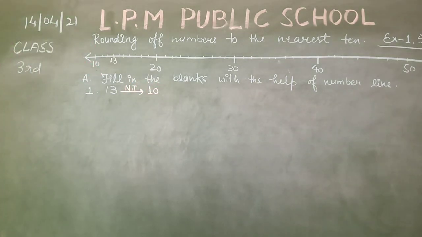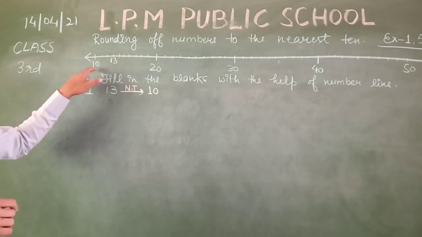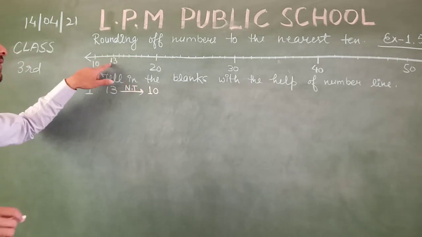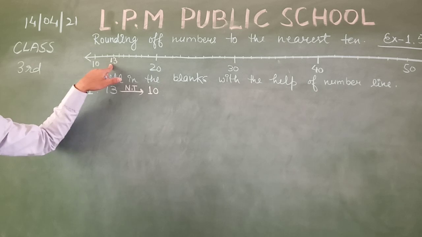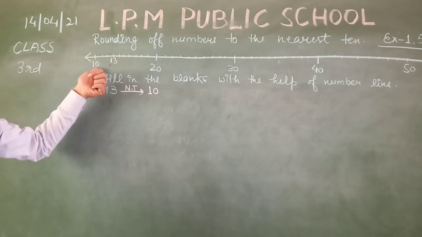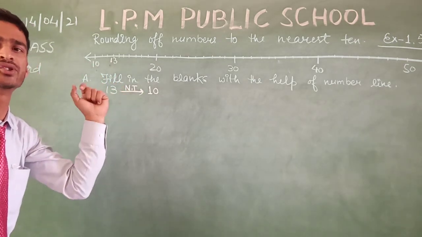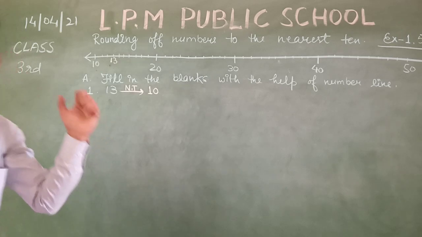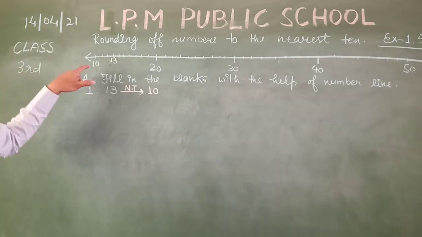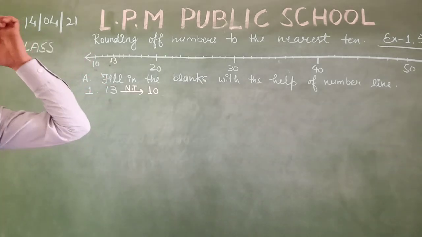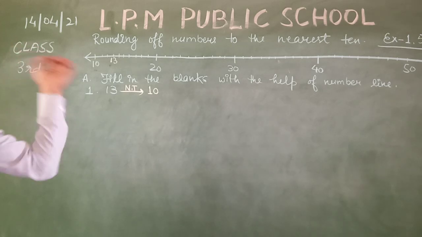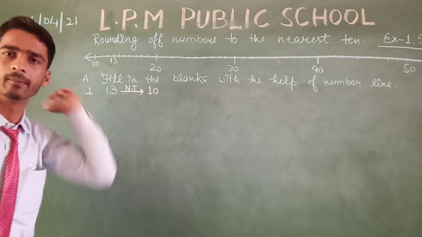Once again, 13 is between 10 and 20. You can see here 13 is between 10 and 20 but closer to 10. So 13 rounded off to the nearest 10 is 10. In other words, 13 is rounded off to 10.